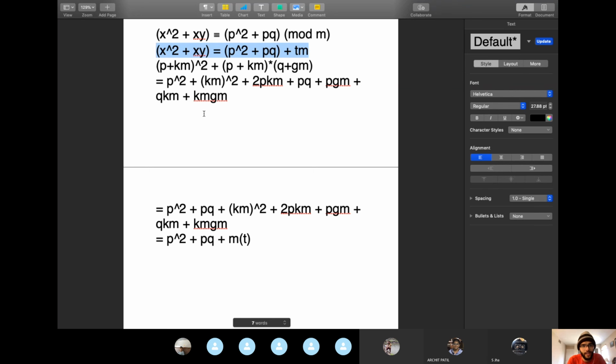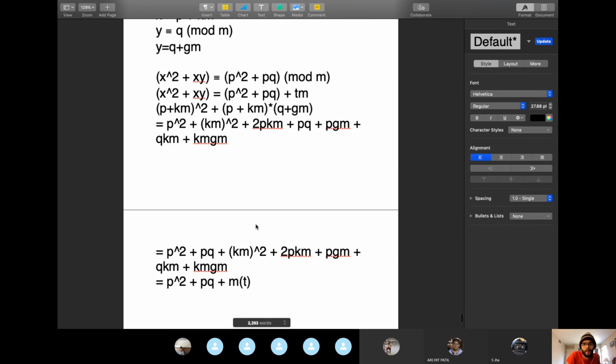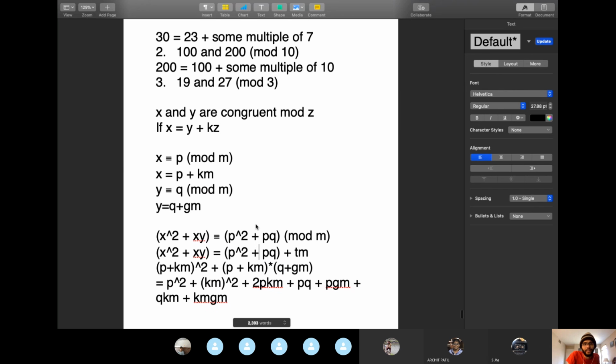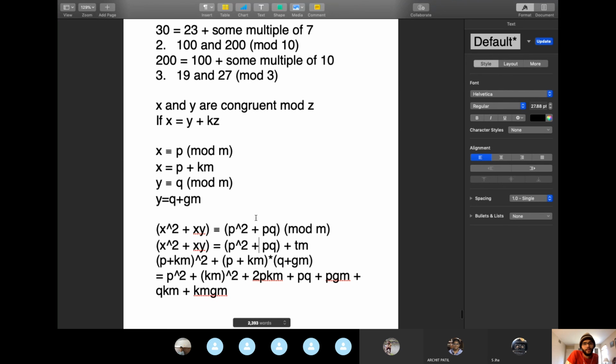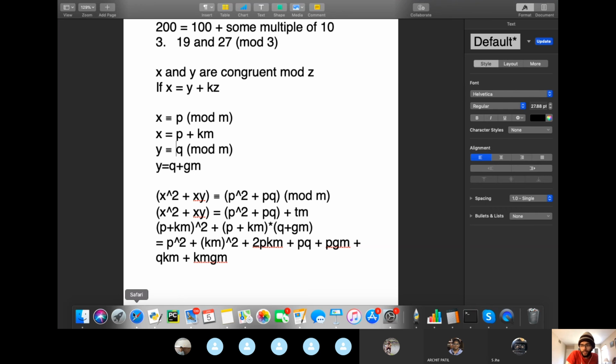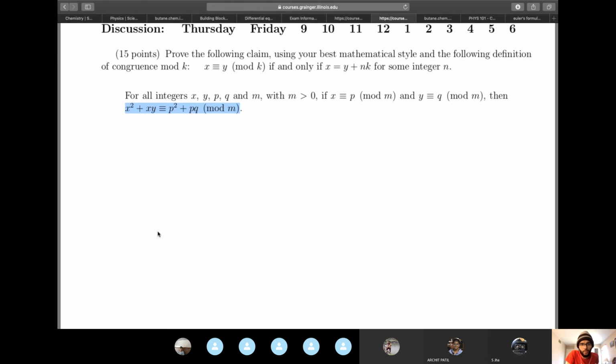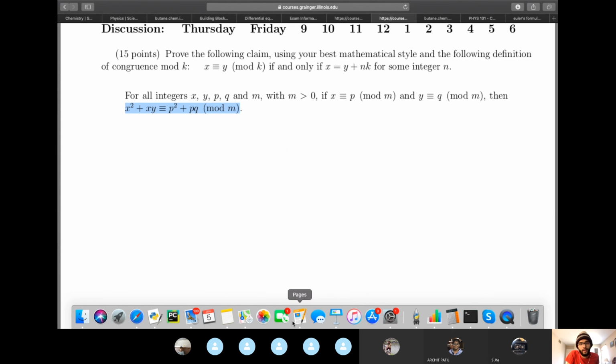Shall we actually test this with some numbers as our example, just to see if this actually works out in real life? So which are the numbers? We have x, we have p, we have y, we have q, right? We have only 4 numbers. Let me just check. It's going to be very short. So we have x, y, p, q, and m.